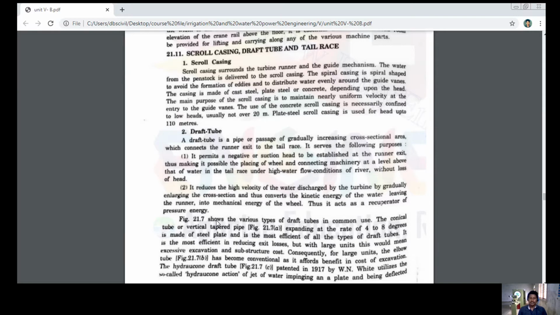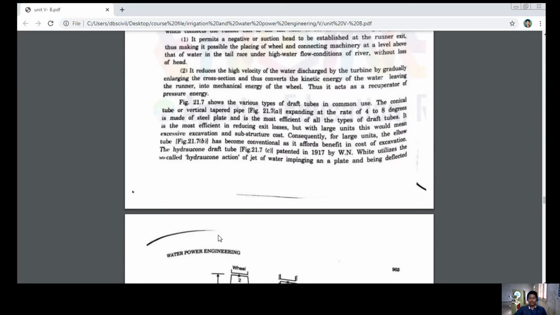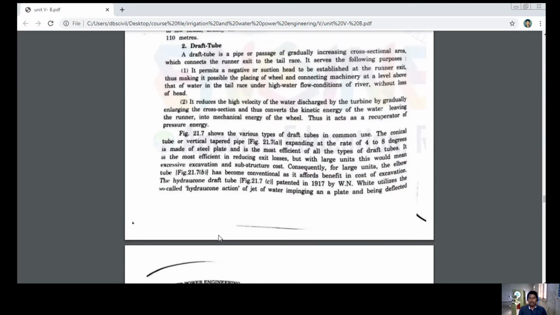Next, draft tube. Draft tube is normally a pipe or passage of gradually increasing cross-sectional area, which connects the runner exit to the tail race. It serves the following purposes. First, it permits a negative or suction head to be established at the runner exit, thus making it possible to place the wheel and connecting machinery at a level above that of water in the tail race, under the high water flow conditions of a river, without loss of head.